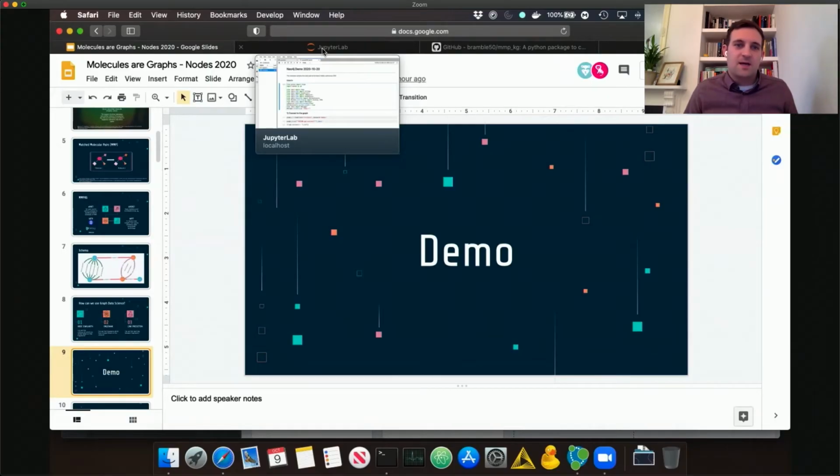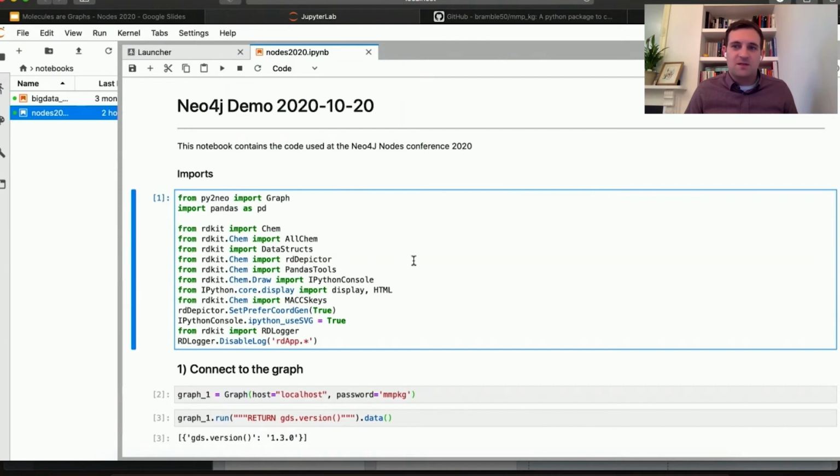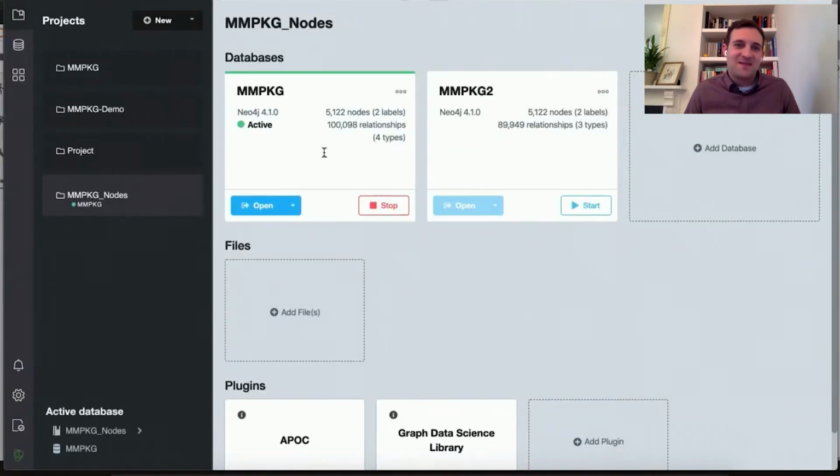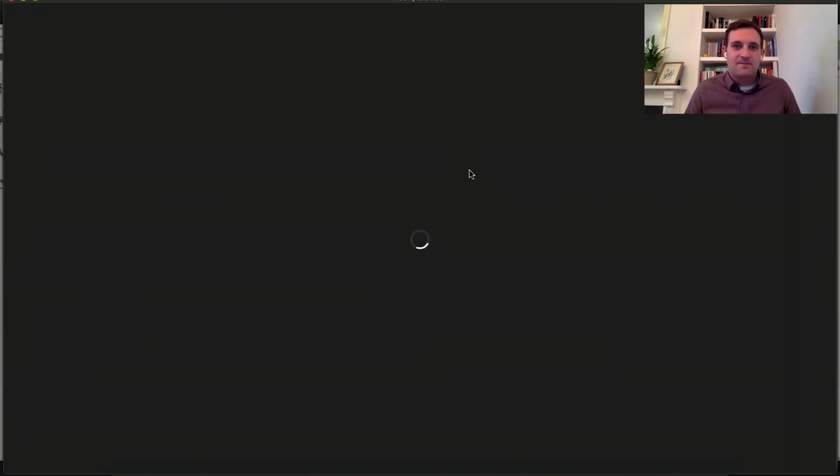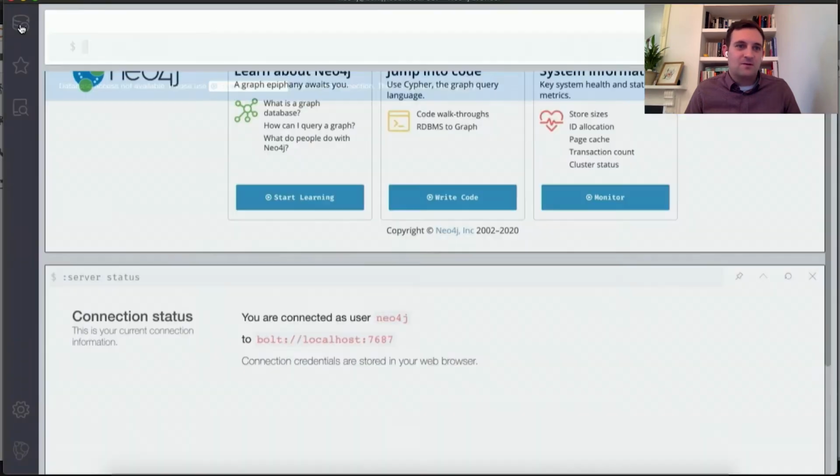So this is set up in a Jupyter notebook here. We've done this all in Python to show you today. First of all, we're going to use the Python Neo4j driver to connect to our graph. Of course, we need a graph running. So in the background here, just to prove that I've got a graph running and it's real, we've got our MMPKG database set up with a few properties that I've loaded in, which contains 2,000 molecules and 100,000 edges between them. We can just open this up and have a little play around.